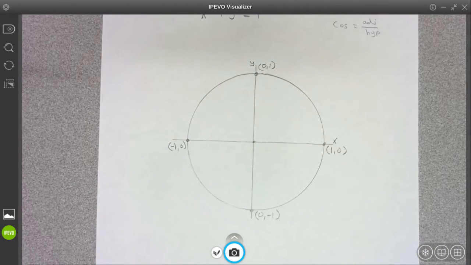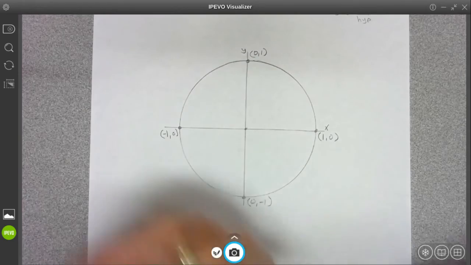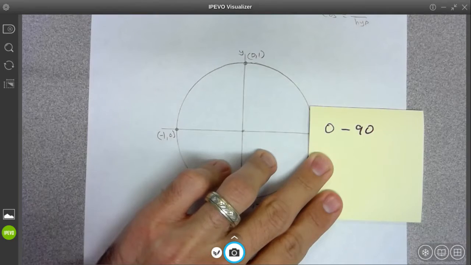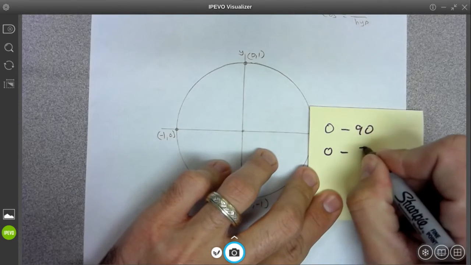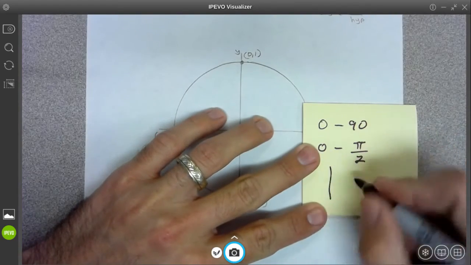Now you might be asking, how is this going to help us with trig functions? Aren't trig functions about triangles? Well, yes, it is, and it still is, but we're going to be thinking about these triangles differently. Right now, you can only take the sine, cosine and tangent for angles that are in between 0 and 90, or 0 and pi over 2. That's the only way they have meaning, because right now they only apply to these right triangles.